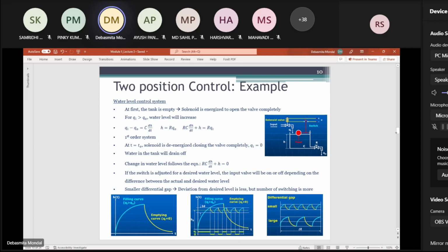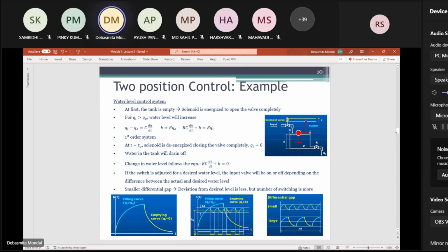If you remember, we had seen that the differential equation of a single water level, liquid level control system is given by RC dH/dt plus H equals R times Qi. H is basically the head or the water level, Qi is the inflow rate, and Qo is the outflow rate. From here you can see that this is a first order equation.